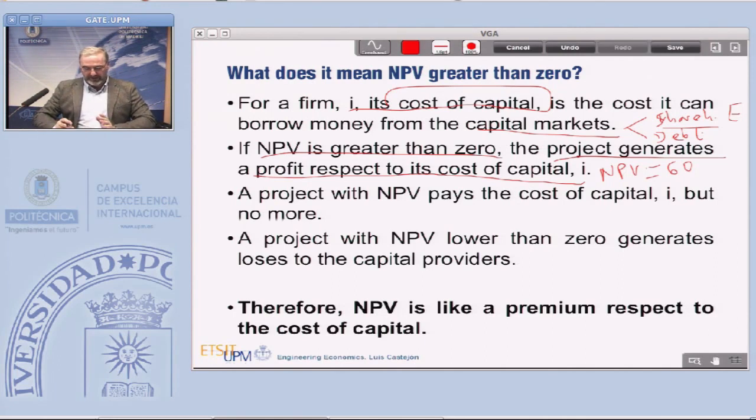So we have to think that the net present value is a premium we get from investing in every project, a premium in relation to the cost of capital of the company. So this is a very, very important concept. So a project with net present value pays, with this project, is able to pay the cost of capital.